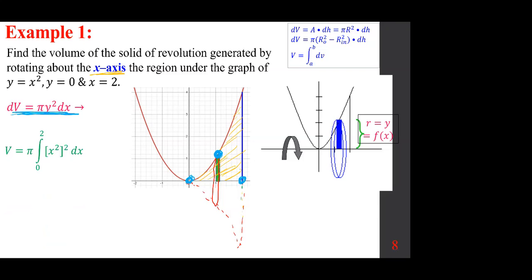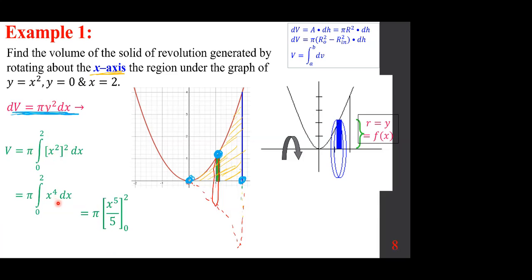By the way, you can put the pi in or out, makes no difference, class. Everybody can put it in or out, it doesn't matter. Okay, so y is x squared. That means this becomes x to the power of 4, and this becomes 1/5 x to the power of 5.